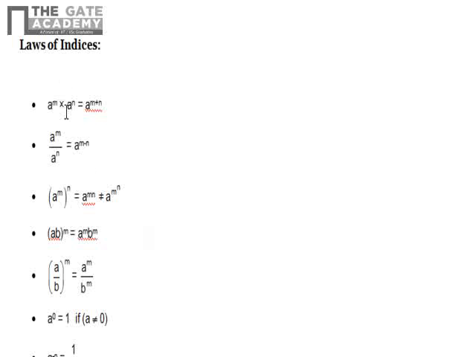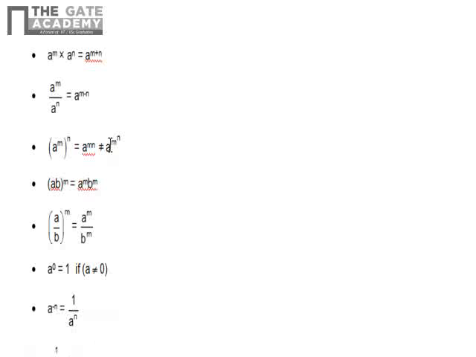The laws of indices will start with this. If the base is the same, we can add the powers when you are multiplying these two numbers. a raised to m into a raised to n will become a raised to m plus n. Now if you are dividing and the base is the same, then you'll have to subtract. a raised to m upon a raised to n will become a raised to m minus n. Now here this is power of power, so in this case you'll multiply: a raised to m into n.